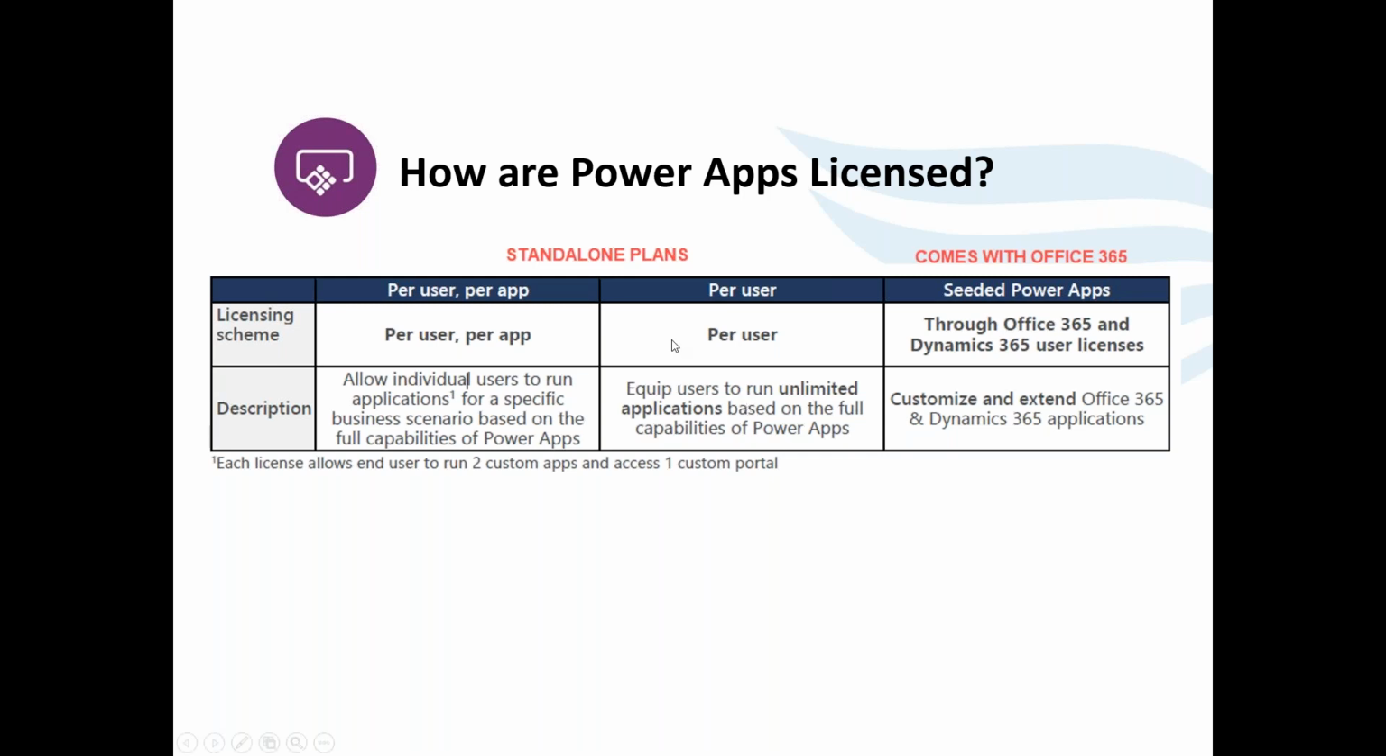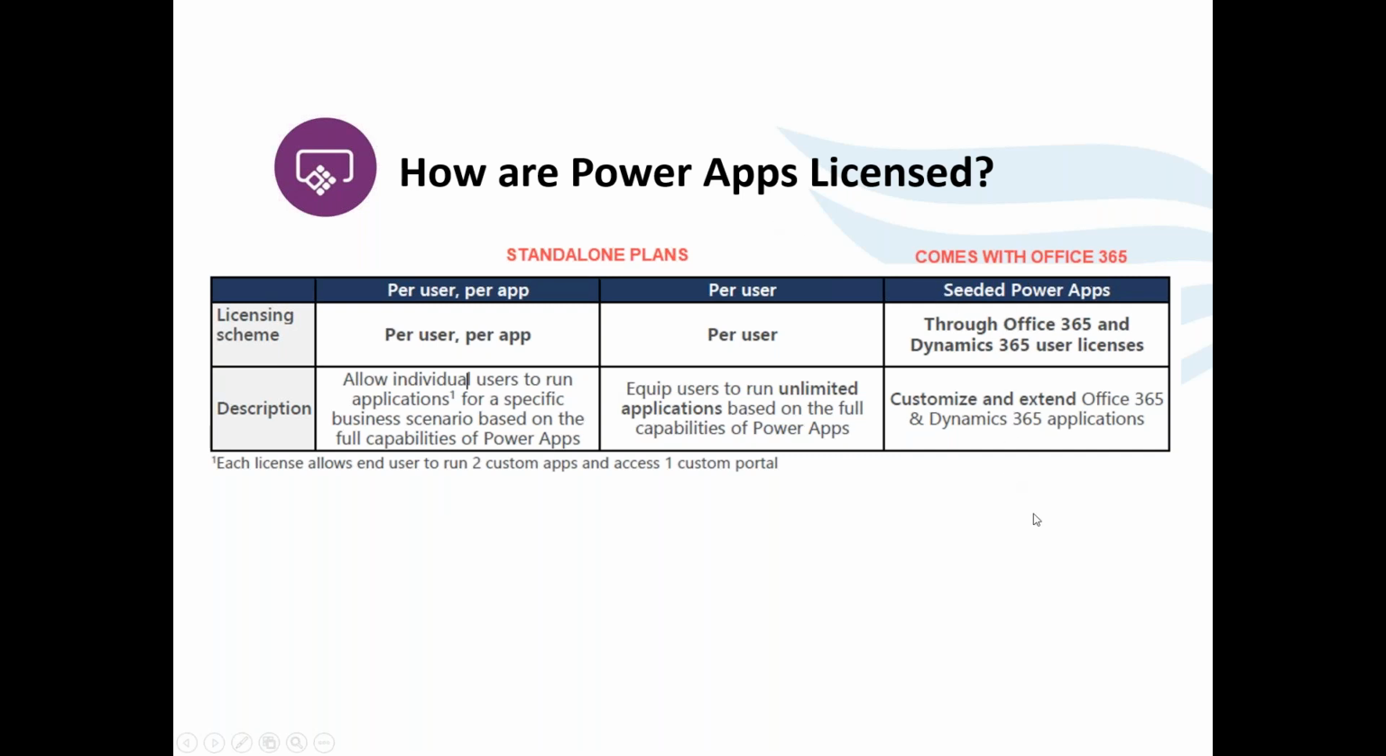Well, there's two options, two big broad categories: standalone plans and what comes with Office 365, or what they call seeded PowerApps. In the standalone plans, there is the per user per app, and then there's per user plans. What that means is you can be licensed in a standalone plan for an individual user for an individual app at a certain price per month, or you can have it for unlimited apps for a different price for a user per month. They'll make more sense as we look into it if you don't already. Some of you might already know this, but I'll go into more detail.